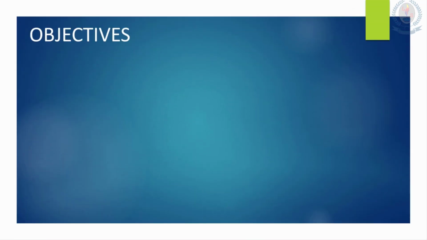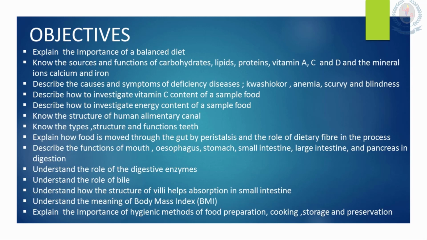So here let's see the objectives of this chapter. After discussing this chapter, you should be able to fulfill these objectives. First one, to explain the importance of a balanced diet. Then know the sources and function of carbohydrates, lipids, proteins, vitamin A, C and D and the mineral ions. And describe the causes and symptoms of deficiency diseases: kwashiorkor, anemia, scurvy and blindness.